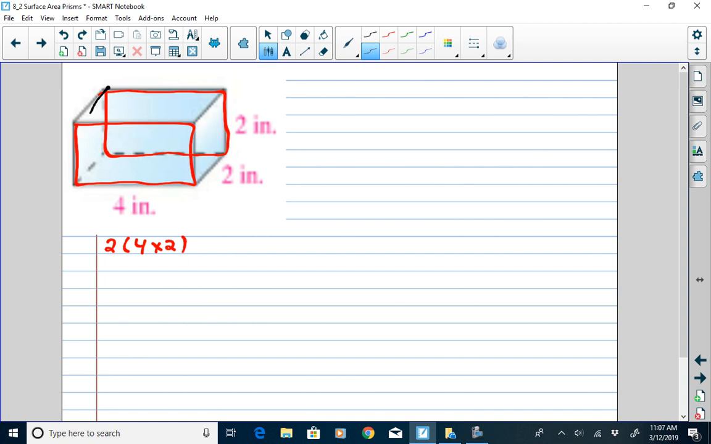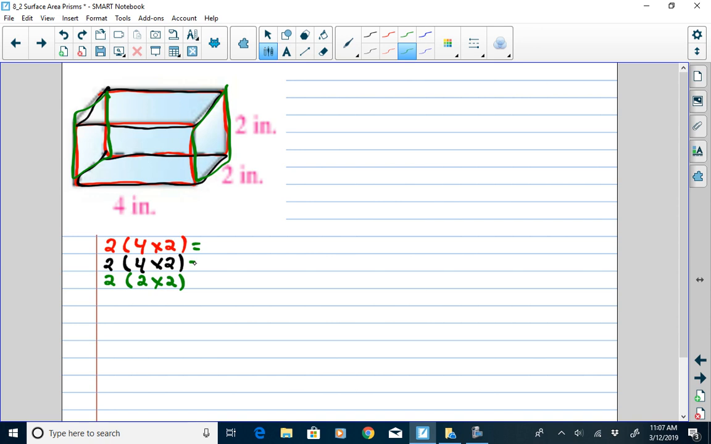Then I'm going to have my top and bottom rectangles. Here's my top. Here's my bottom rectangle. Those rectangles are also 4 by 2. Two rectangles that are 4 by 2. Then we have our side rectangles, right? They're going to be in green. Side rectangle here, side rectangle here. Those are two rectangles that are 2 by 2.